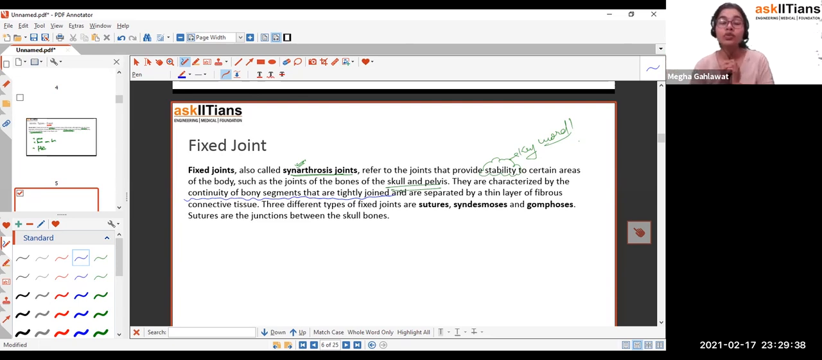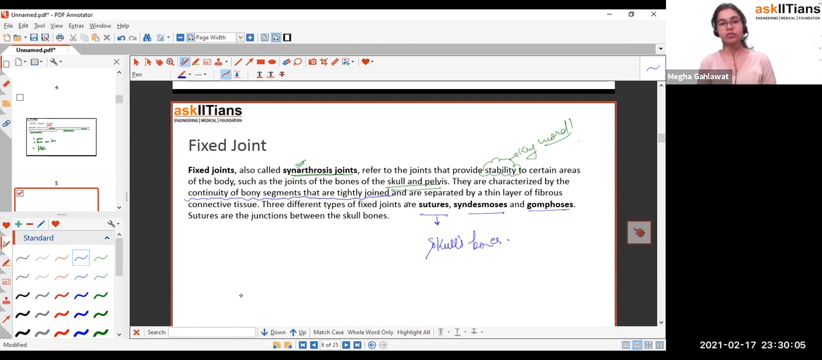What is connective tissue? It helps in forming a connection between multiple things. If it is present in between two bones, it helps in connecting the two bones, for example, the cartilage tissues. There are multiple types of fixed joints which are not really important for you for this standard, but if you want to learn, there are sutures, syndesmoses, and gomphosis. Sutures are the ones which are present between the skull bones, right?